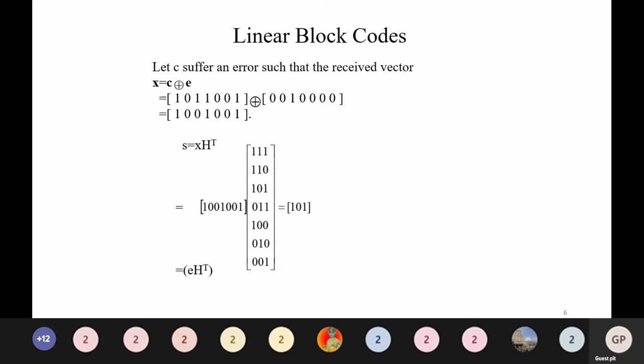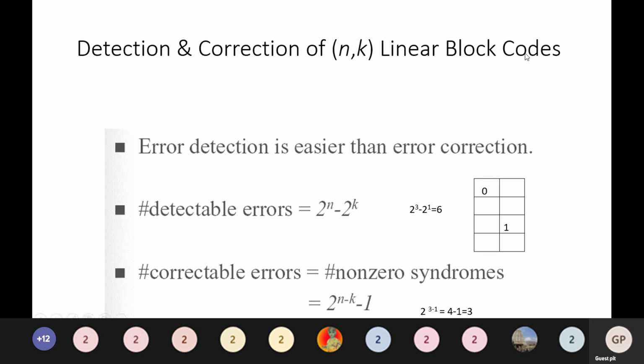So you can detect and correct errors in linear block codes in such a manner. Detection and correction of n, k linear block codes: error detection is easier than error correction. The detectable errors are 2 power n minus 2 power k. Depending upon the value, the case is different compared to the previous problem. Error detection and error correction: what are the correctable errors, what are the non-zero syndromes, you can just find out.